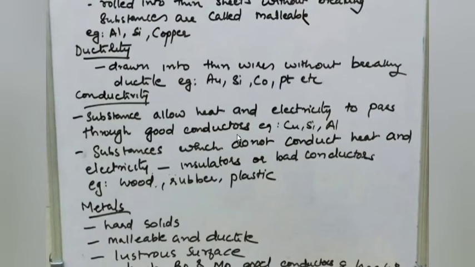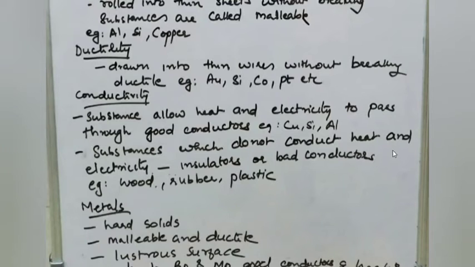Conductivity: substances that allow heat and electricity to pass through are good conductors. Conductors means the metals which allow electricity to pass through are known as good conductors. They include copper, silicon and aluminum. These are the wires mainly used for electrical purposes.